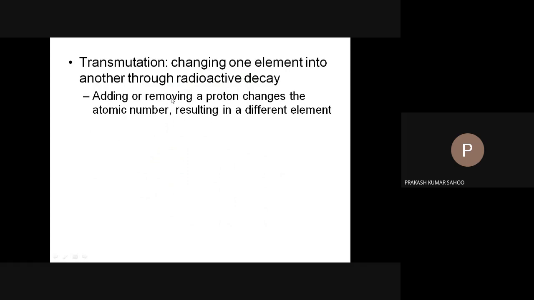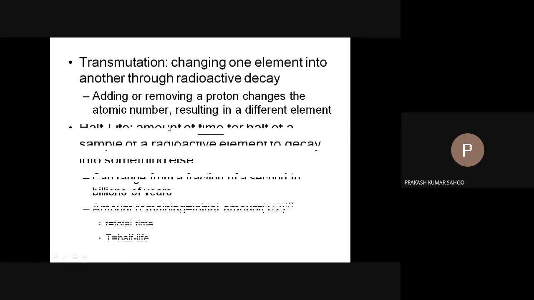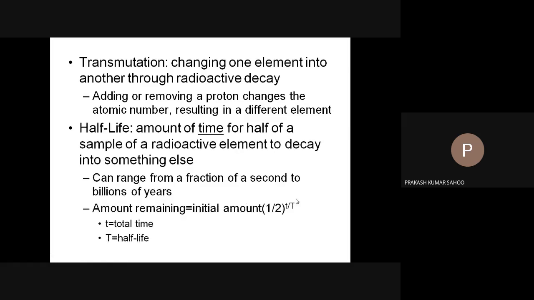Then transmutation is the changing of one radioactive element into another. This is known as transmutation. That is adding or removing a proton, changing the atomic number, resulting in a different element. Half-life was also discussed yesterday. The half-life period is the time period in which half of the radioactive nuclei disintegrate. So this time period is known as the half-life period.